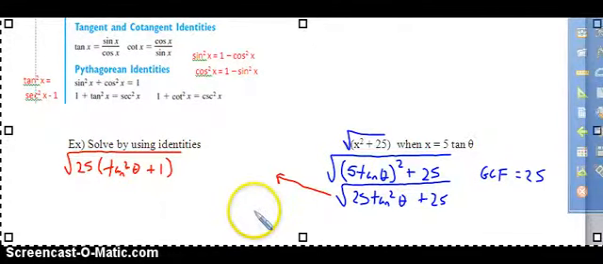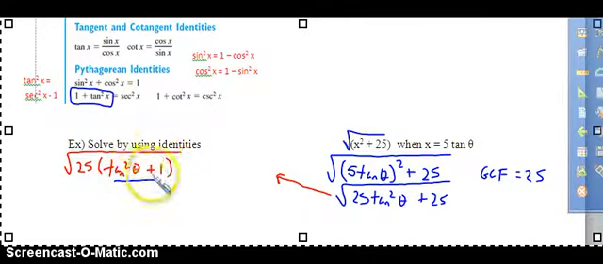Now I'm going to look at my identity sheet and try to make some sort of substitution. What I recognize, tangent squared theta plus 1, that is a Pythagorean identity. The tangent squared plus 1, same thing as 1 plus the tangent squared, is the same as the secant squared. So I'm going to make that substitution here to make this be 25 secant squared x.